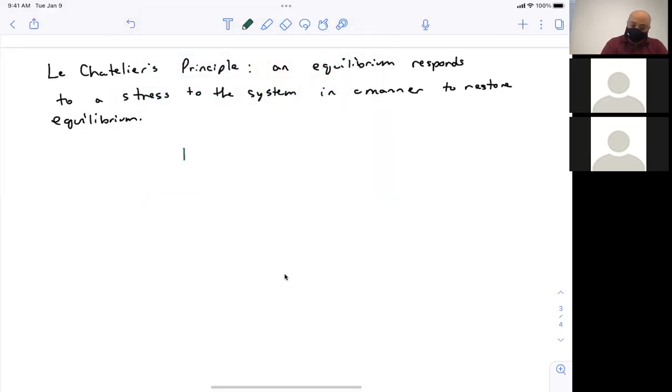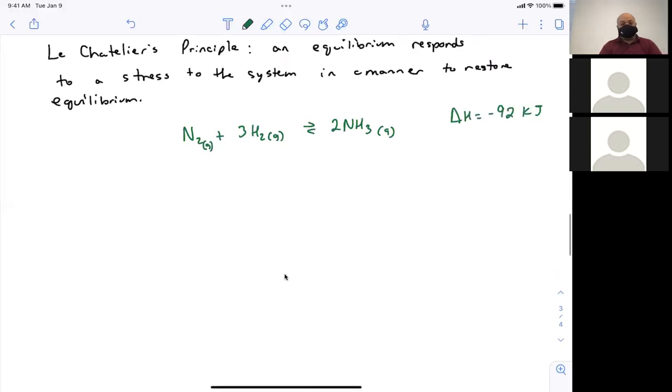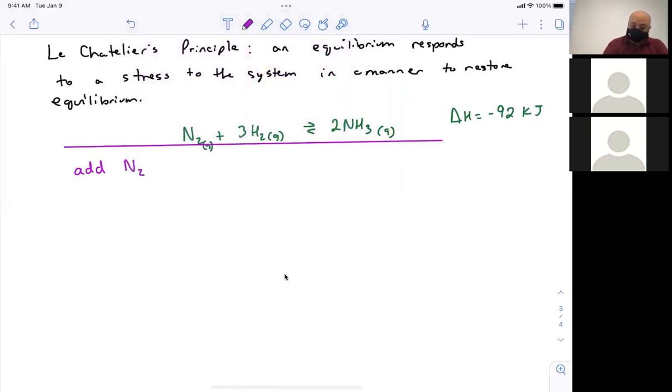So let's look at this equilibrium, because I find that this is the best one to use for our example here. The simplest thing you can do is add substances to the reaction. So you can either add or subtract an amount of substance. For example, if we add N2 here, we are increasing the amount of N2.